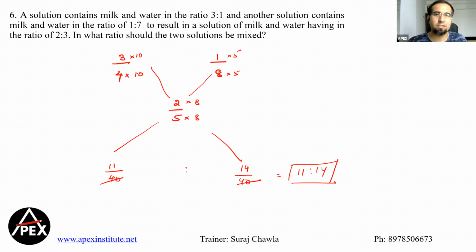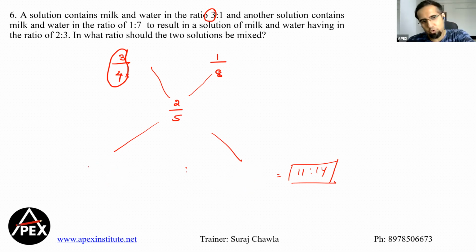If I'm talking about only milk, so I'm mixing up milk. 3/4 is the quantity of milk. Forget all these, just do a calculation. Not only which is larger, which is smaller. I know that 1/8 is smaller and 3/4 is larger, right? So 2/5 minus 1/8, and here 3/4 minus 2/5. Do it and you get the same answer.